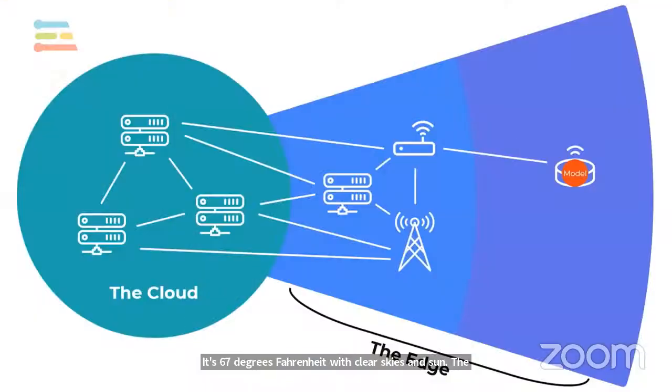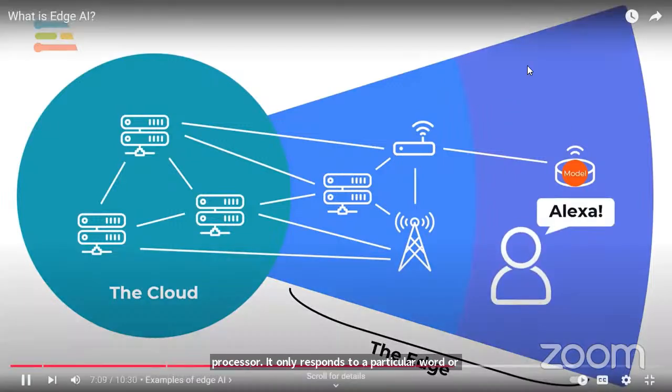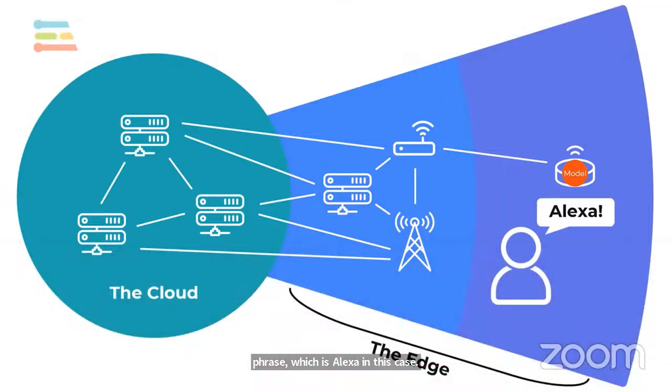The smart speaker is always listening, but in a limited way. A simple model is running on the smart speaker's processor. It only responds to a particular word or phrase, which is Alexa in this case. Everything else is ignored. Once it hears that, it begins to stream raw audio to a cloud server, which performs inference using a much larger and more complex machine learning model.